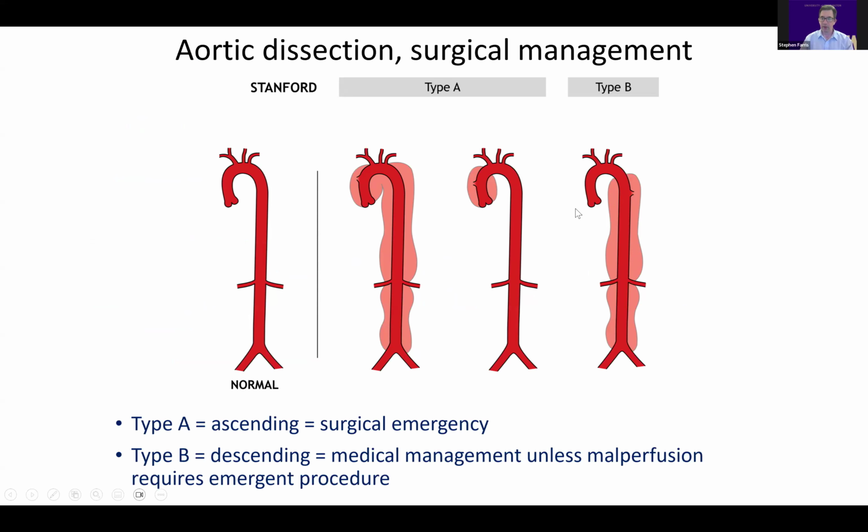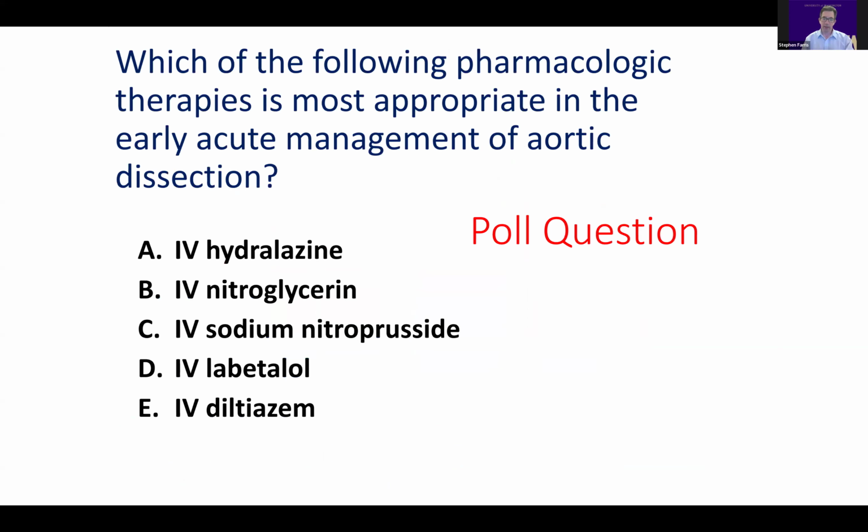Type B is totally different. You're not going to die from a type B dissection. You could have catastrophic complications though, because it infarcts your small bowel or your kidney, but you're usually not going to die from that. So it's a case by case basis. Type A is different. So how are we going to medically manage this person?